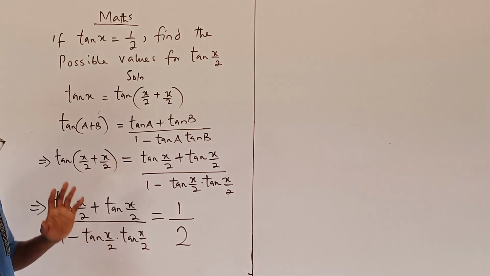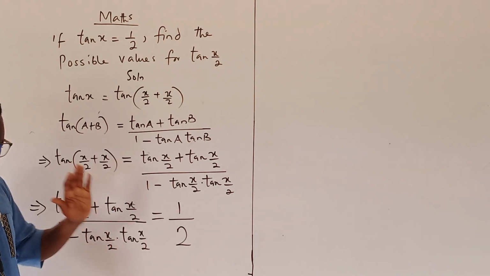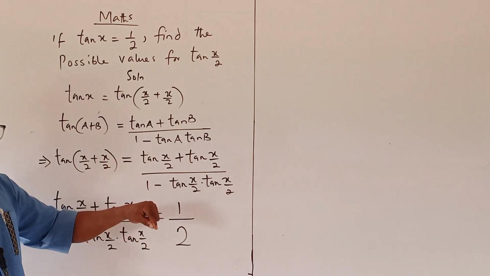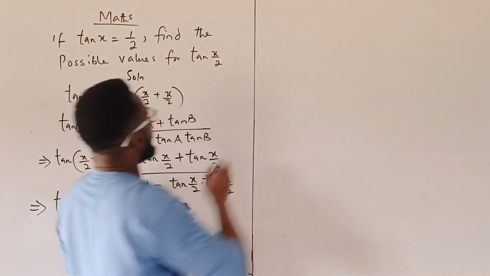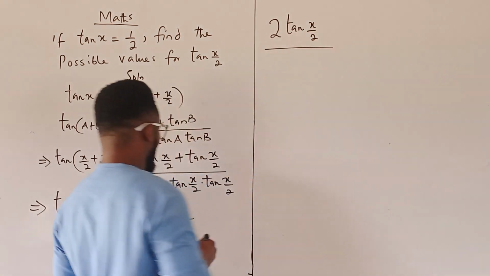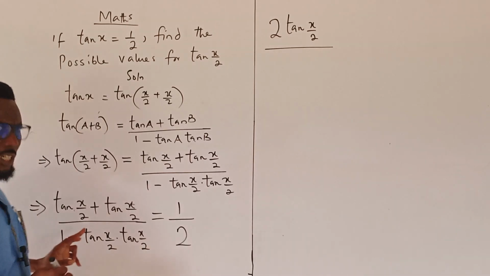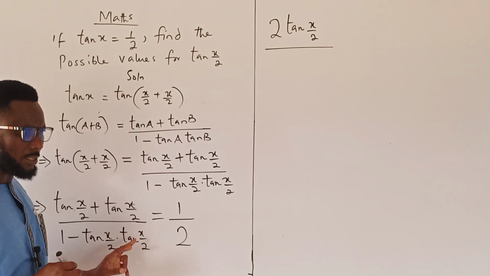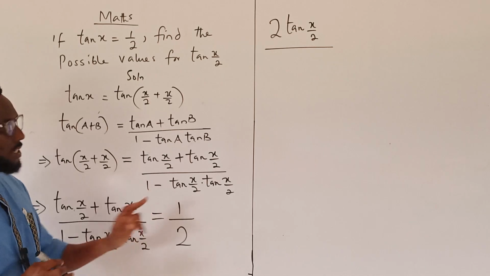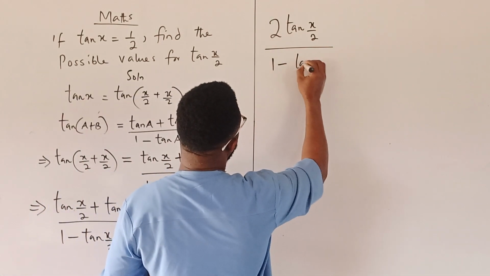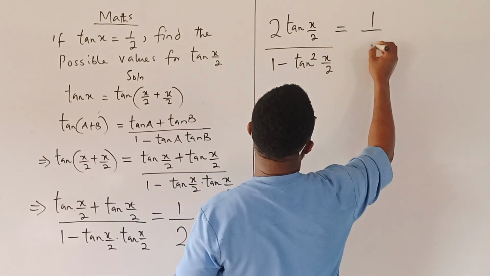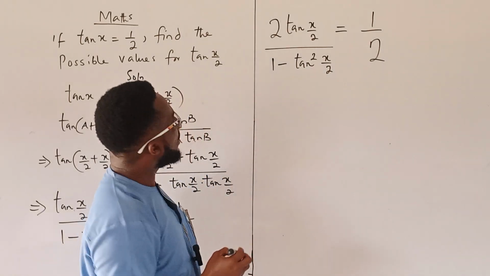On the numerator, the tangent of angle half of x plus the tangent of angle half of x, that's going to be 2 times the tangent of angle half of x. Then on the denominator, the tangent of half of x multiplied by the tangent of half of x will be tan squared half of x. I'll write 1 minus tan squared half of x, everything equal to 1 over 2. The next thing is to cross multiply.